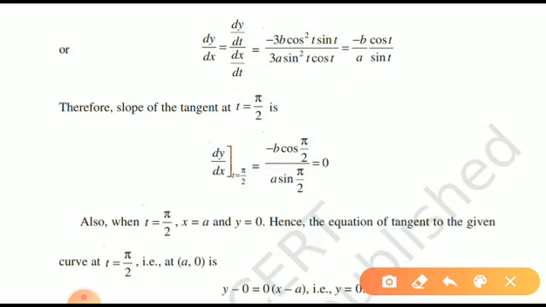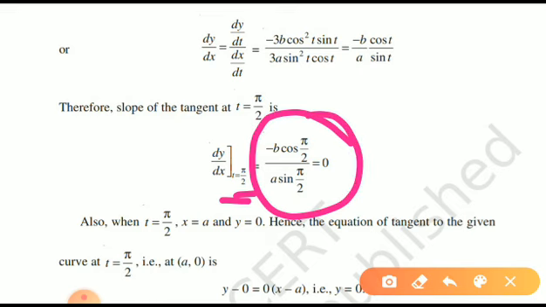We are given that t is equal to pi by 2. So substitute the value of t as pi by 2. So dy by dx at t equal to pi by 2: cos pi by 2 is cos 90, which is 0, and sin pi by 2 is 1. So I get it as equal to 0. So dy by dx at t equal to pi by 2 is equal to 0. Yes.